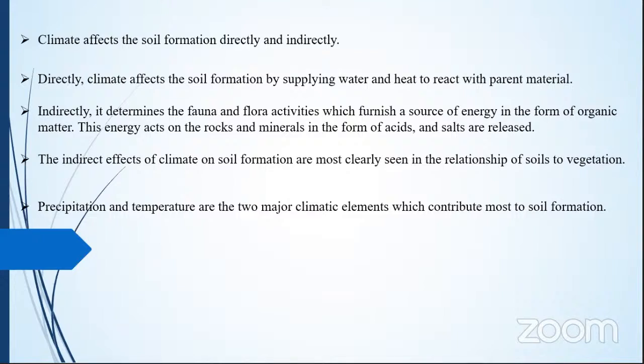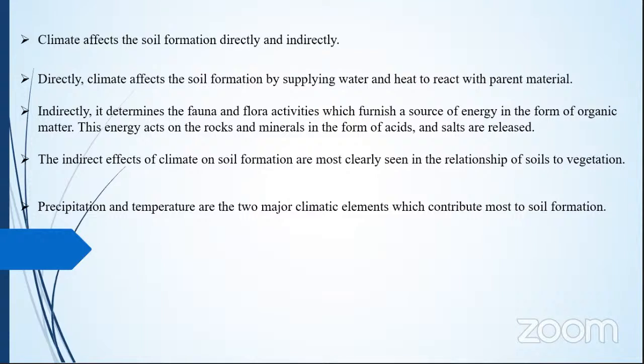Naturally, the indirect effects of the climate are completely influenced by the vegetation, so naturally the formation will be different. See how interrelated both are, climate and vegetation. If the climate has a good water supply and temperature, naturally there is a development of vegetation, and that vegetation acts upon the rocks and minerals, and there is a formation and release of salts, acids and all, and finally it ends up with the development of some excellent soils.